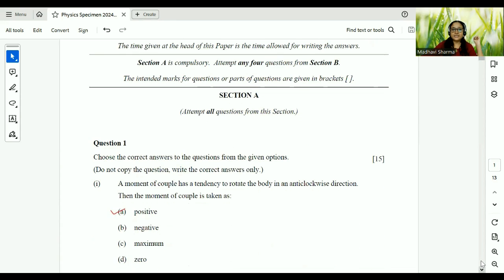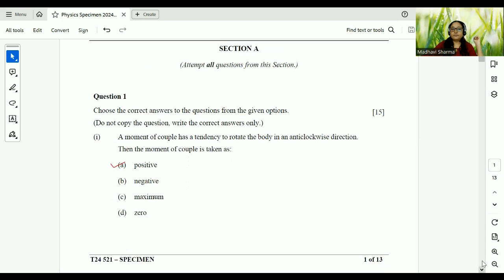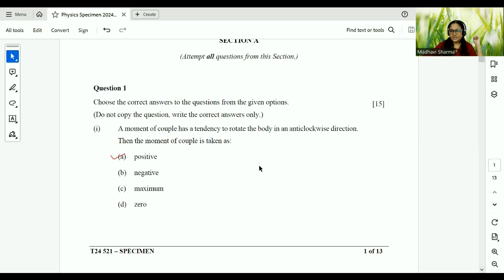First question, MCQ. Few questions are very easy, so I have not given any explanation. Okay. A moment of couple has a tendency to rotate the body in an anti-clockwise direction. Then the moment of couple is definitely positive.